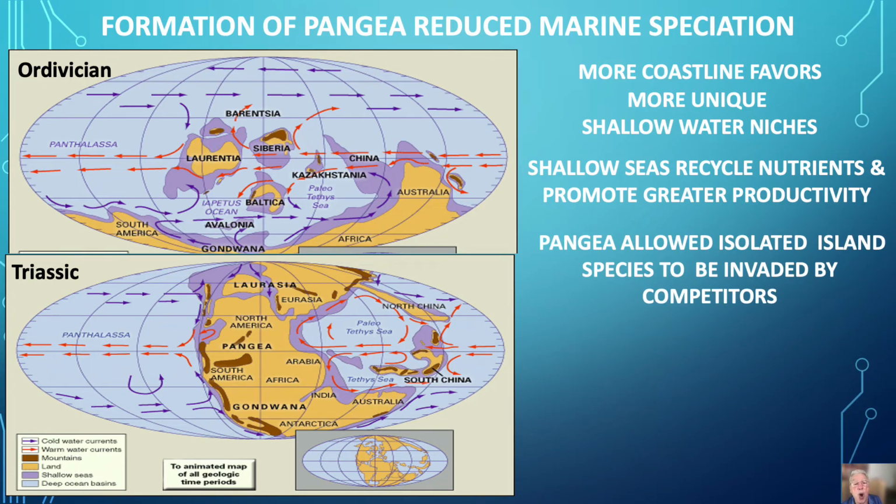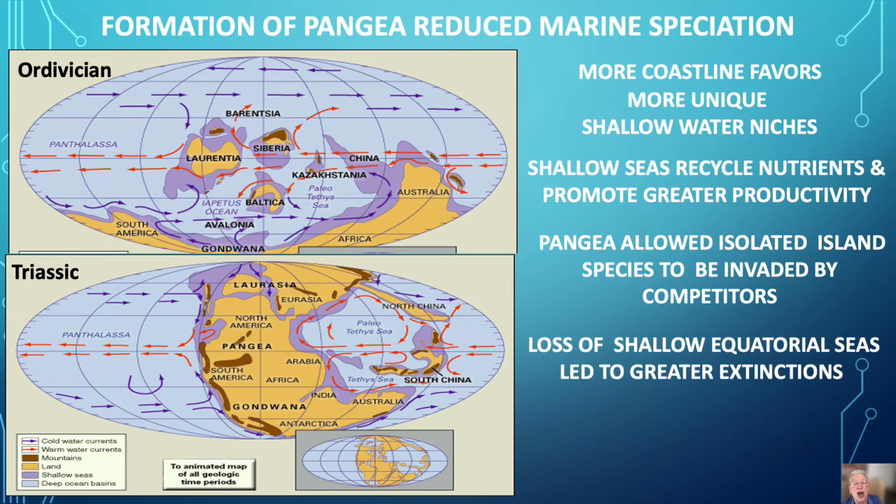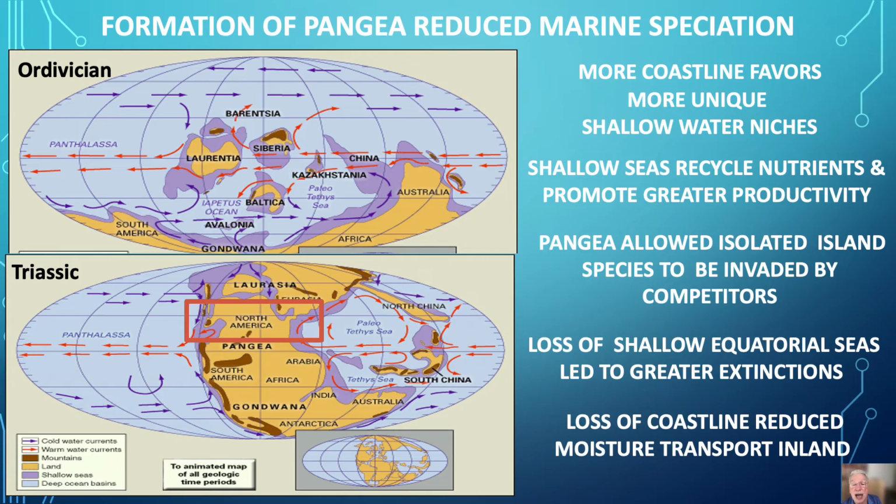Pangaea's formation also provided connectivity that allowed more competitive generalist species to invade and eradicate species living in previously unique niches of isolated islands. The loss of productive shallow seas exterminated the least productive species within those habitats, and the loss of coastlines reduced the flow of water vapor from the ocean to the inland.